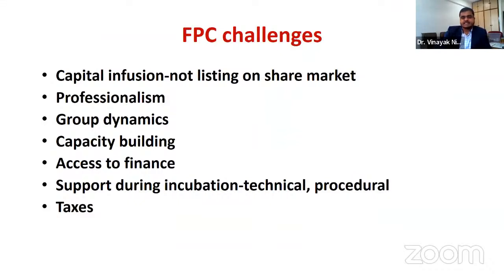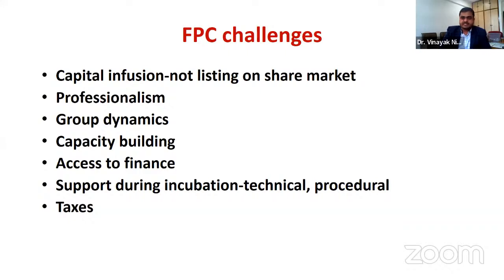There are certain challenges for the farmer producer company, and the big challenge most people talk about is capital infusion. As these organizations are not listed, they cannot list on the share market. Like other companies, they cannot get capital from the share market.